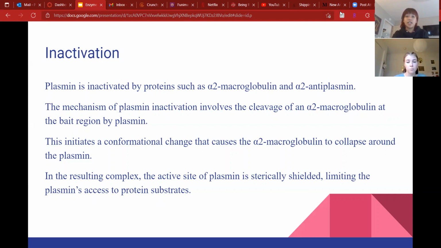There are 2 additional events that occur as a consequence of the bait region cleavage. Number 1, the highly reactive cysteinyl-glutamyl thiol ester of the alpha-2 macroglobulin becomes highly reactive, and number 2, a major conformational change exposes a conserved COOH terminal receptor binding domain. The exposure of this receptor binding domain allows the alpha-2 macroglobulin protease complex to bind to clearance receptors and be removed from circulation.